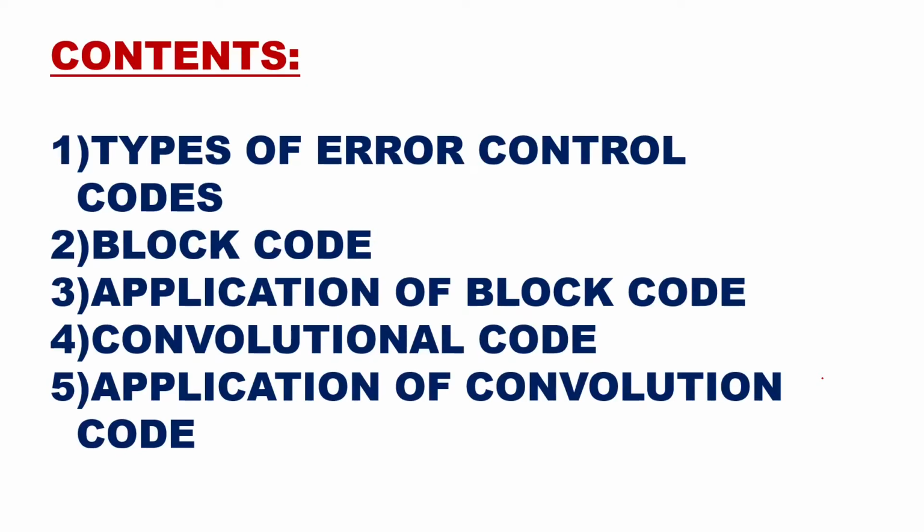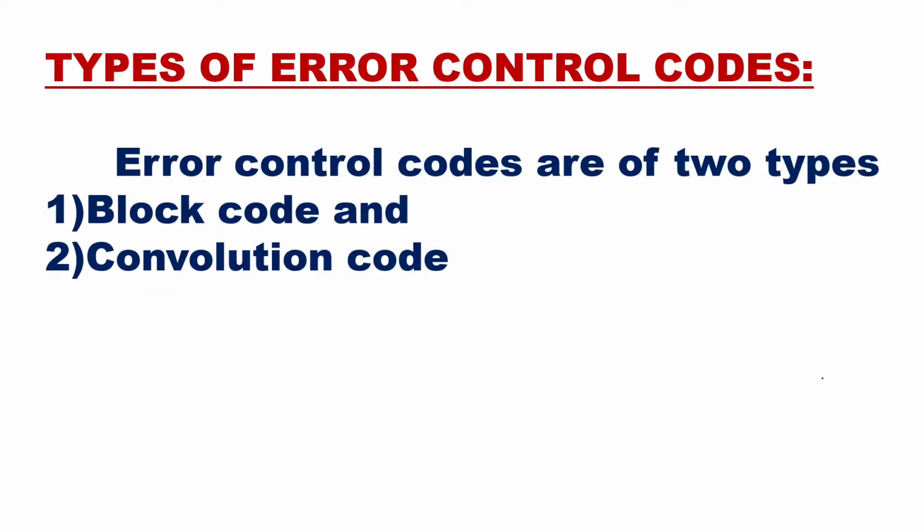So first we'll see what are the types of error control codes. Then in that types, we will see what do you mean by block code. Then we'll see application of block code. Then we'll see what is a convolutional code. Then we'll see application of a convolutional code. Okay. So here to start with, for types of error control codes.